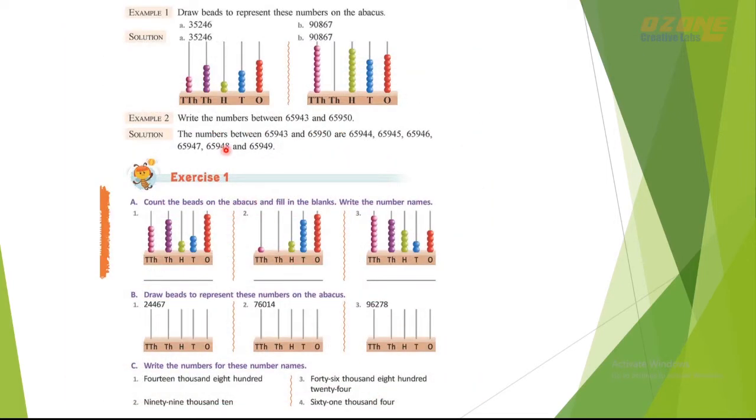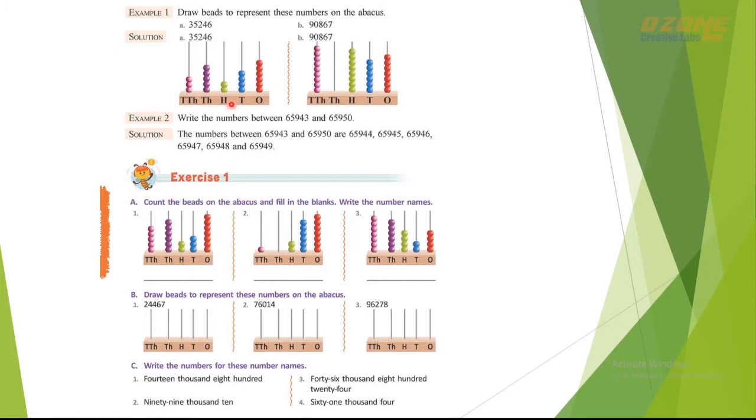Now we'll go through the examples. Here some examples are given. Draw beads to represent these numbers on the abacus. The abacus is given and a number is also given, and we need to draw the beads. It's simple. According to each place we can draw circles or some bead pictures. Here 35,246 is given. So from the ones place it will be 6, tens place 4, hundreds place 2, thousands place 5, and ten-thousands place 3. From the end or from the starting also we can draw.